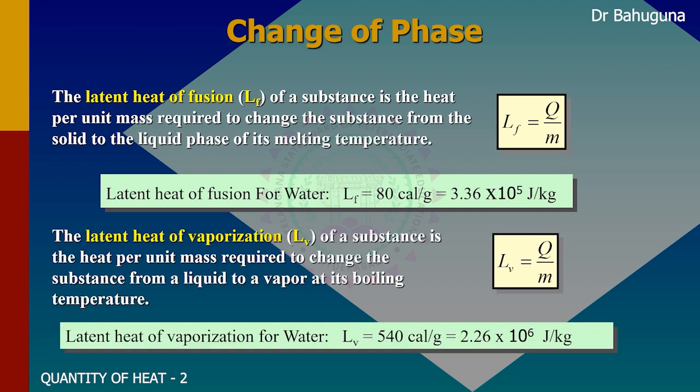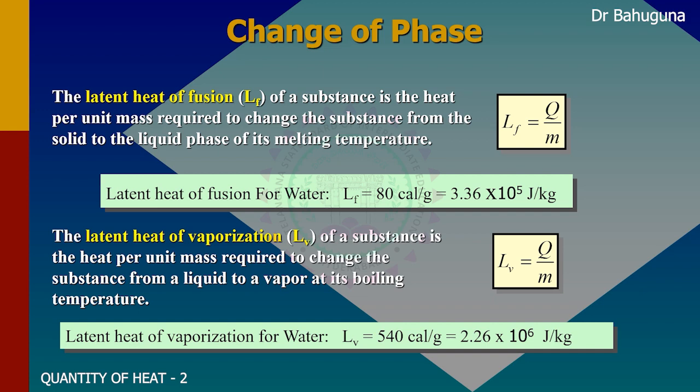In a similar fashion, when a liquid changes from liquid form to vapor form, it is called latent heat of vaporization. The latent heat of vaporization of a substance is the heat per unit mass required to change the substance from liquid to vapor state at its boiling temperature. If you take water, it is at 100 degrees centigrade. This phenomenon takes place from liquid to steam, that is, vapor. So that is called latent heat of vaporization.